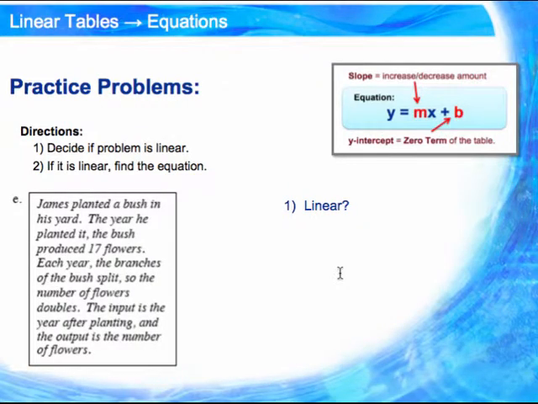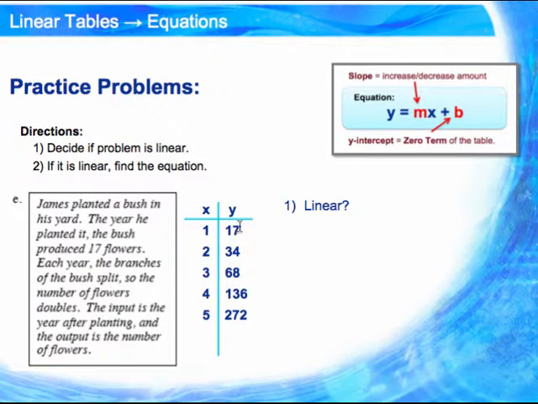Alright, pause the video for this question and see what you can come up with. Alright, this question here, James planted a bush, and then the year after he had 17 flowers. From there, it doubled every time. So read the word problem. It would be best if you made a table from that word problem. In this case here, 1 year after he had 17 flowers, and then from there it doubled every year.